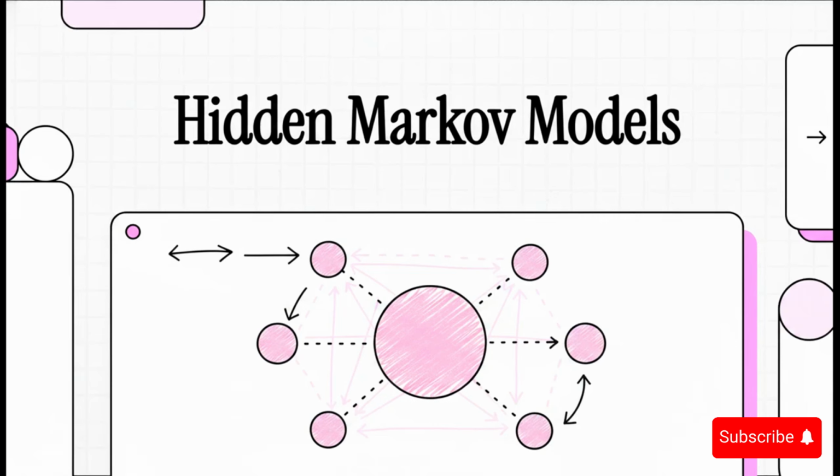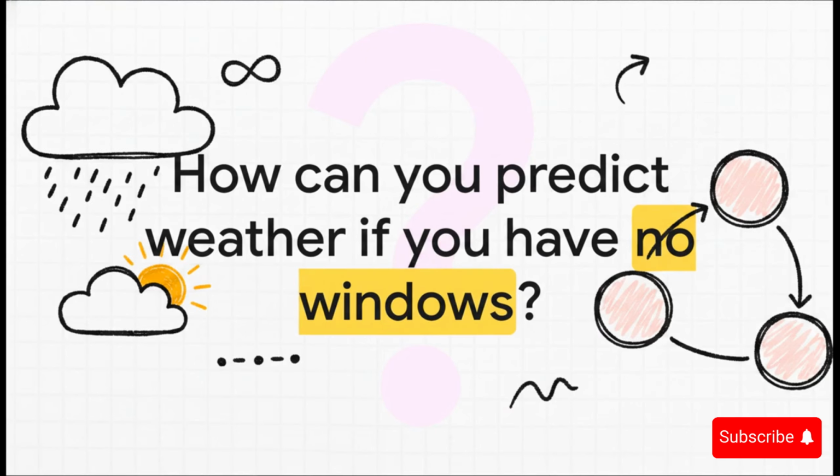Welcome to the Explainer. So today, we're going to tackle a really powerful tool that helps us make sense of the world, especially the parts we can't observe directly. It's kind of like being a detective, and our main tool for cracking the case is something called a Hidden Markov Model. So, think about this for a second.